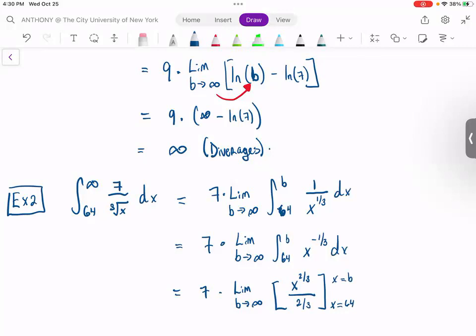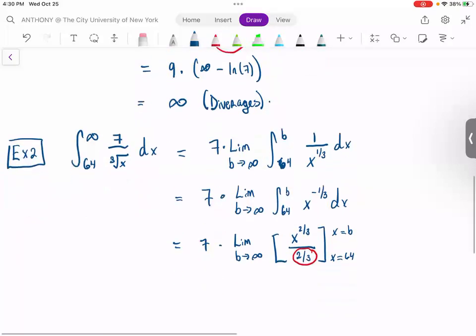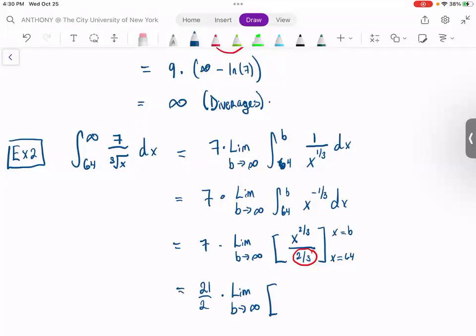All right, let's clean this up a little bit. What we can do is take the 2/3 here in the denominator, and instead of dividing by that fraction, we can multiply by the reciprocal. The reciprocal of 2/3 is 3/2. That 3/2 can be multiplied by 7. So 7 times 3/2 is like saying 7 times 3 divided by 2. 7 times 3 is 21 divided by 2, and you can leave that fraction alone. So we'll get 21 over 2 on the outside times the limit as b approaches infinity of x to the 2/3 from x equals 64 to b.